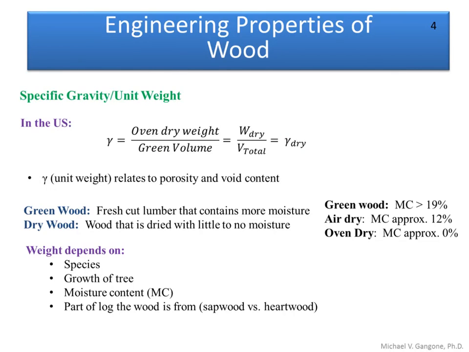This gamma value relates to porosity and also void content of the wood. Terminology here: when we say green wood, this typically deals with fresh cut lumber. Fresh cut lumber typically has more moisture in it than after we dry the wood, whether it's oven dry or air dry, where we're reducing the moisture content significantly. And of course the specific weight of the wood is going to depend on things like the species of the tree, the moisture content in the wood, and also the part of the tree that the piece of wood is coming from. So whether it's the sapwood or the heartwood, those will have an effect on the weight as well.